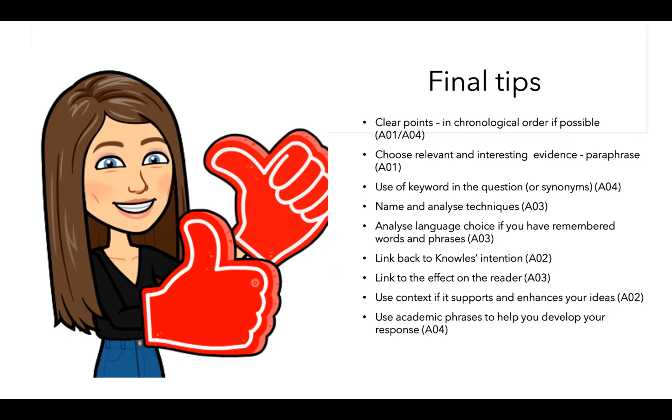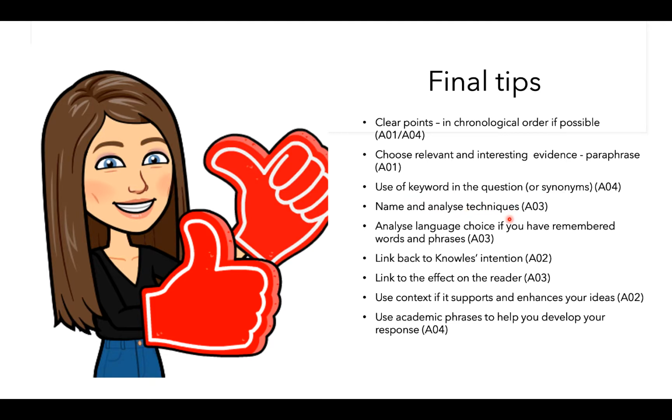Okay, so here are the final tips for this particular exam question. Do make sure that you've got clear points. It's always better for you if they're in chronological order, because then you're able to talk about how something changes and develops. It may not be a character, it may be a relationship, for example. Choose relevant and interesting evidence. Paraphrase. Do not be afraid to paraphrase, but be careful of storytelling. Use the keyword in the question or synonyms. Just keep trying to go back to that keyword throughout, to show the examiner that all of your ideas and points are relevant. Name and analyse techniques wherever you can.